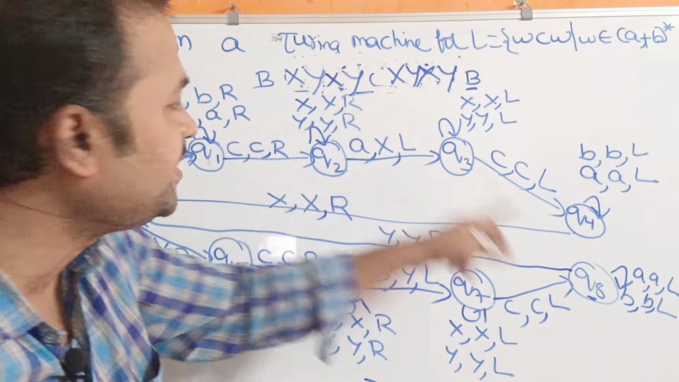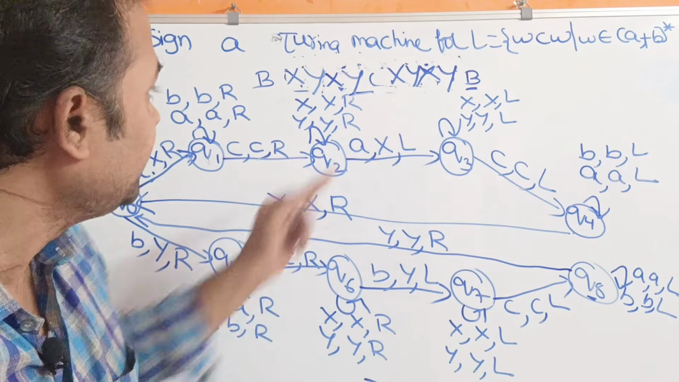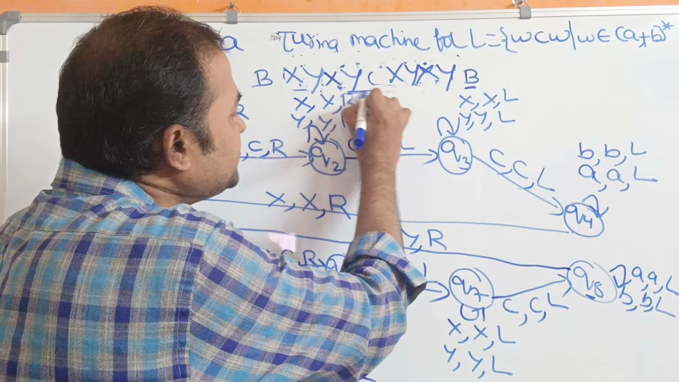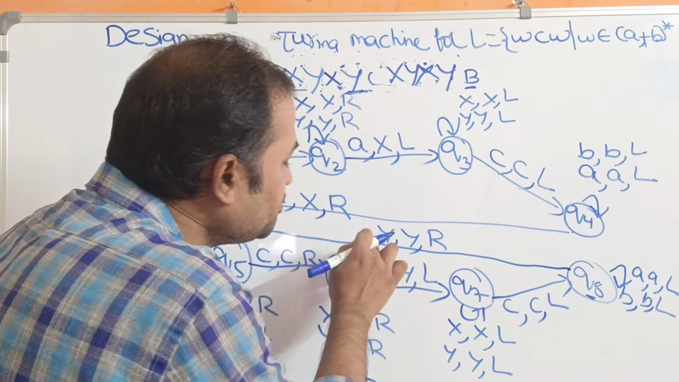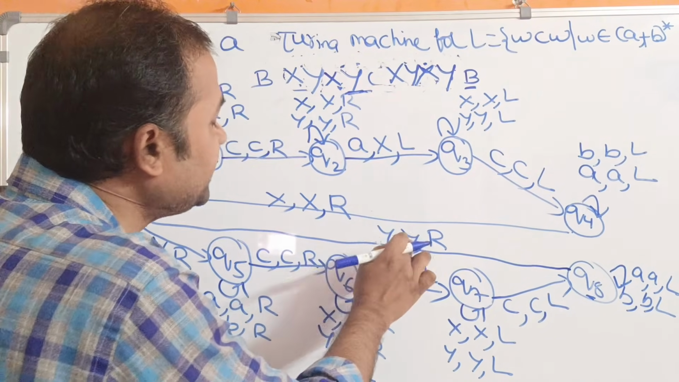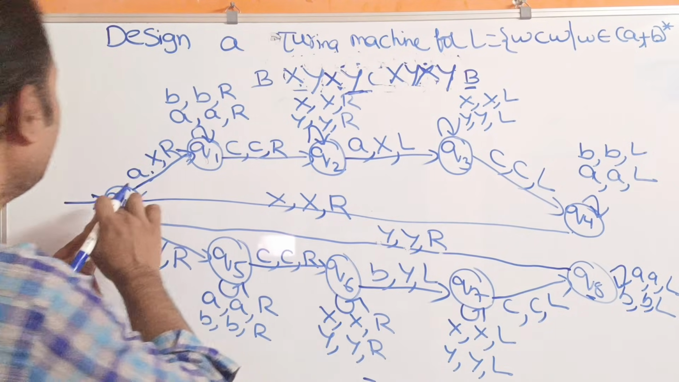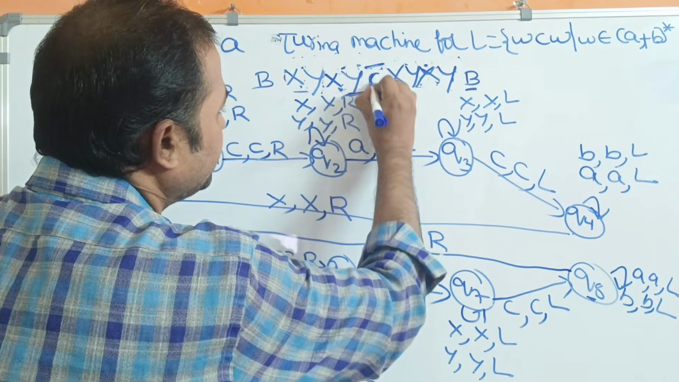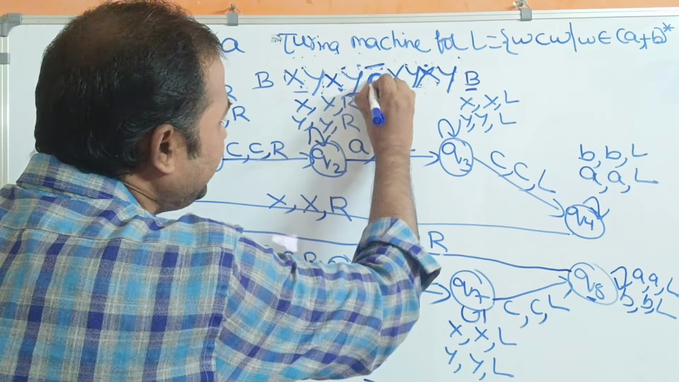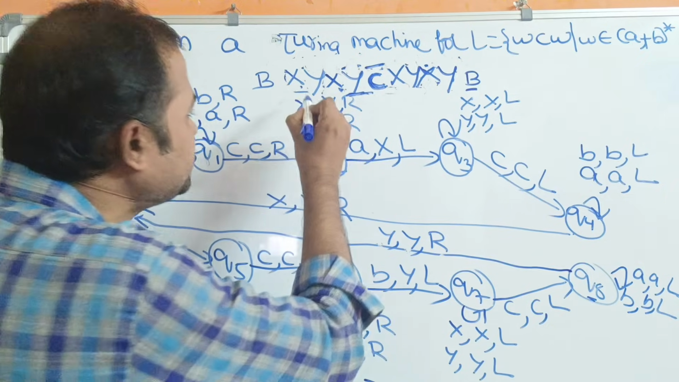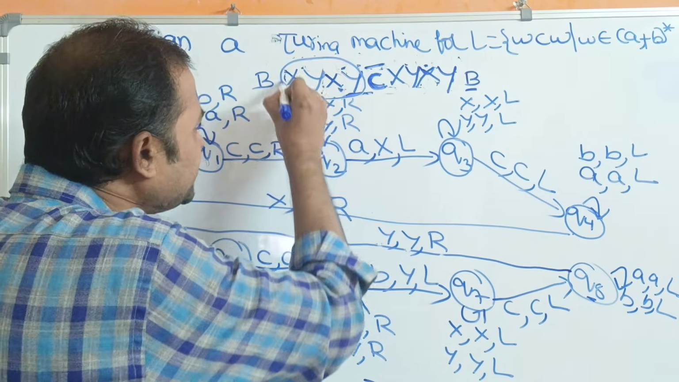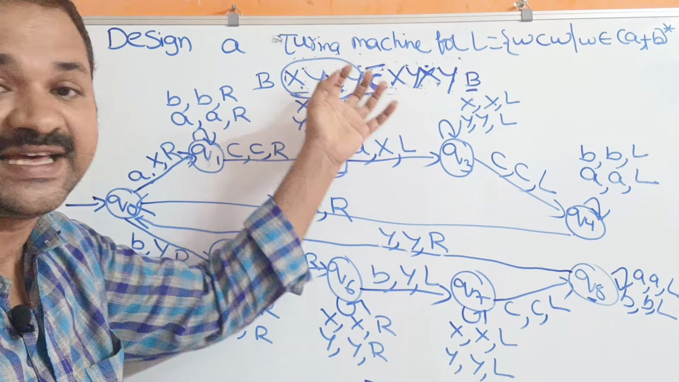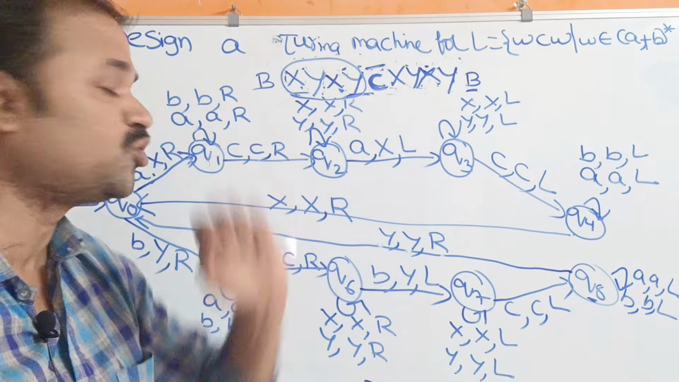So here we don't have X and Y's. On Q8 state, if we read Y, then it will be replaced with Y only, but move the head towards the right. So now the read write head is at C position. So it specifies that this entire left string is completely processed. So now we have to check whether there are any characters in the right portion or not.